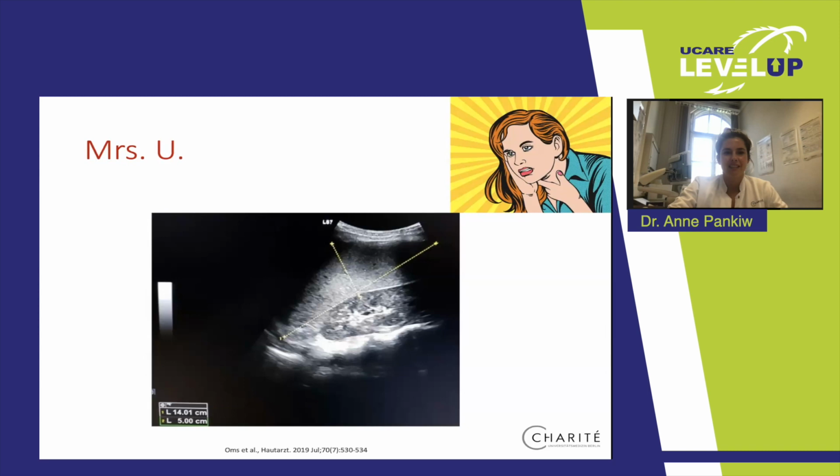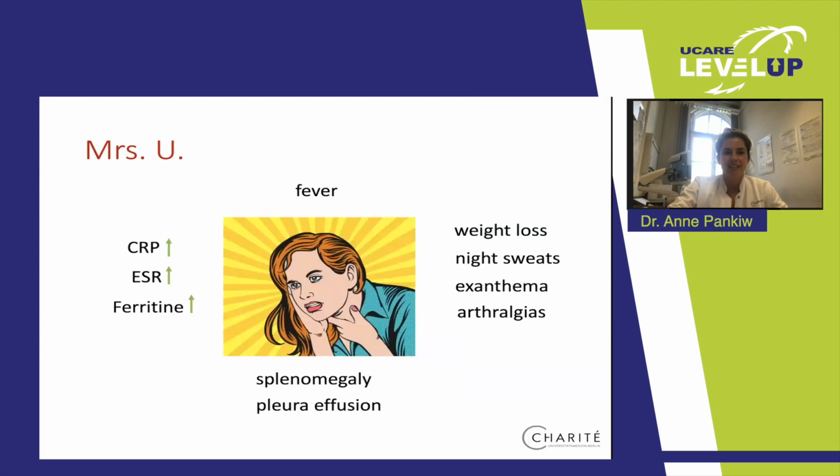So if we resume all these symptoms, we have the fever, we have the white loss, we have the night sweats, we have the exanthema, the arthralgias, the splenomegaly, the pleural effusion. I didn't talk about this, but she has also pleural effusion. And we have the elevated CRP, ESR, and ferritin.